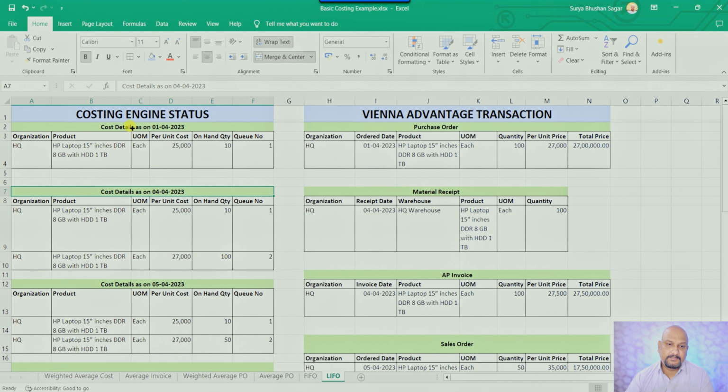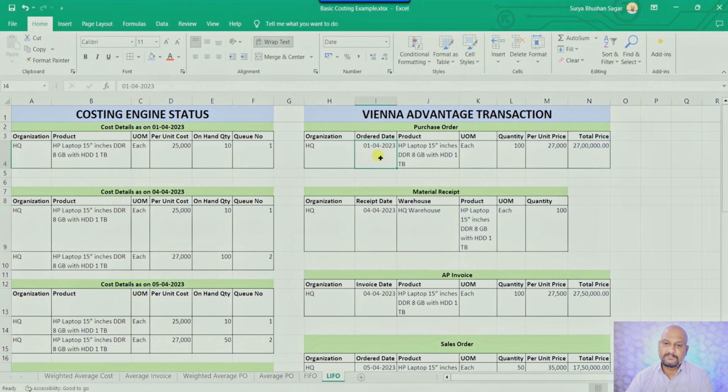So you can see, at the level of the costing engine, we are assuming that there are 10 quantities that already exist. As I have mentioned previously as well, for LIFO and FIFO, there are going to be certain queues. So that is queue number one that was there since we entered the opening balances, and you can assume that it came as a result of the opening balances. Thereafter we started the transactions on 1st of April.